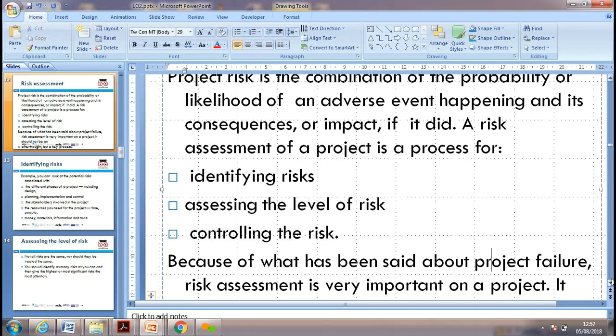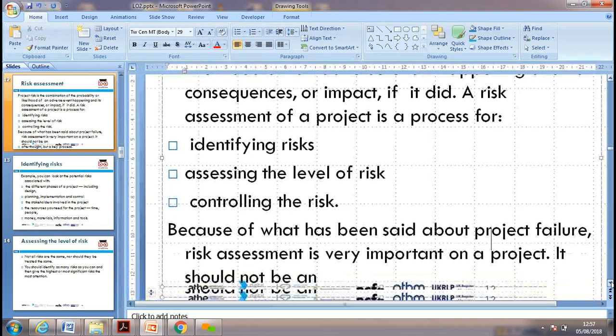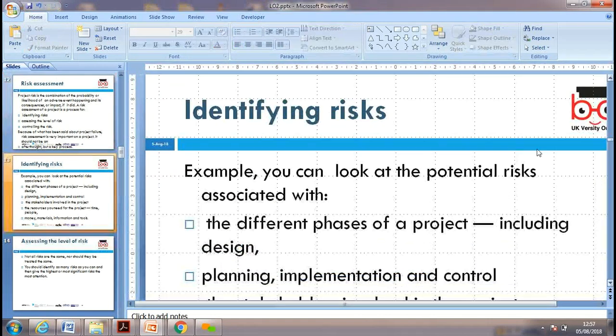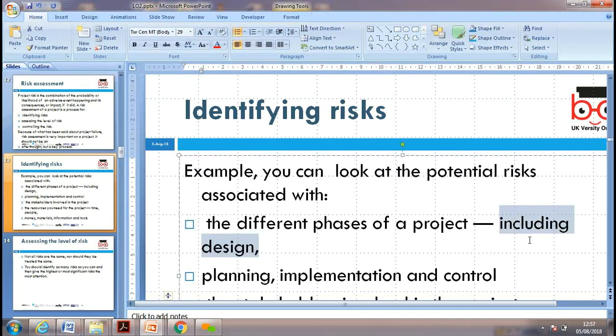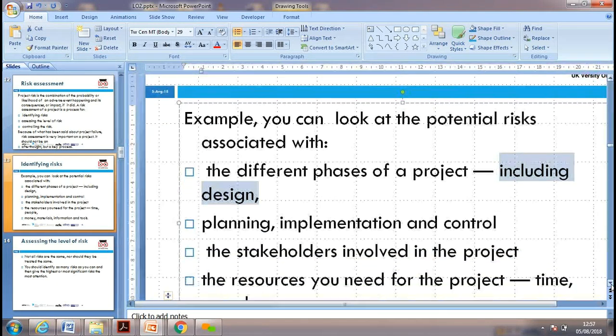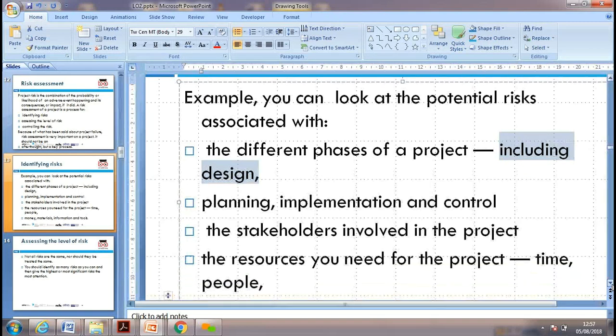Because of what has happened with project failure, risk assessment is very important in a project and should not be skipped. So we need to identify the risk. For example, you can look at the potential risks associated with different phases of the project, such as the design. If the design is not appropriate, maybe we call an expert, we listen, or we involve different stakeholders and their concerns, and that will help us to improve and eliminate the risk.